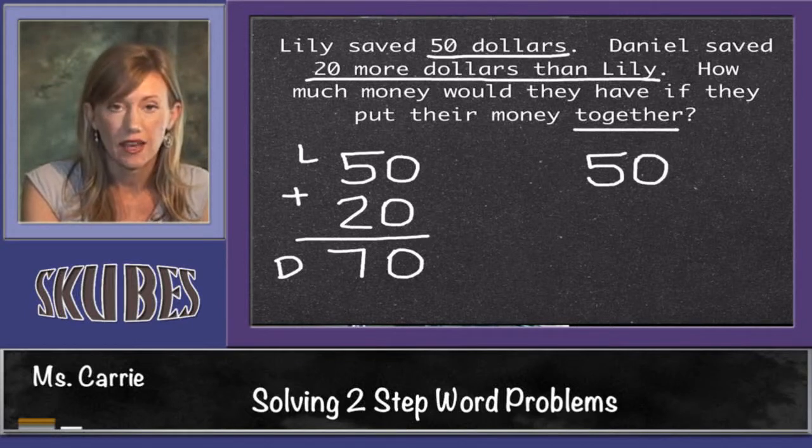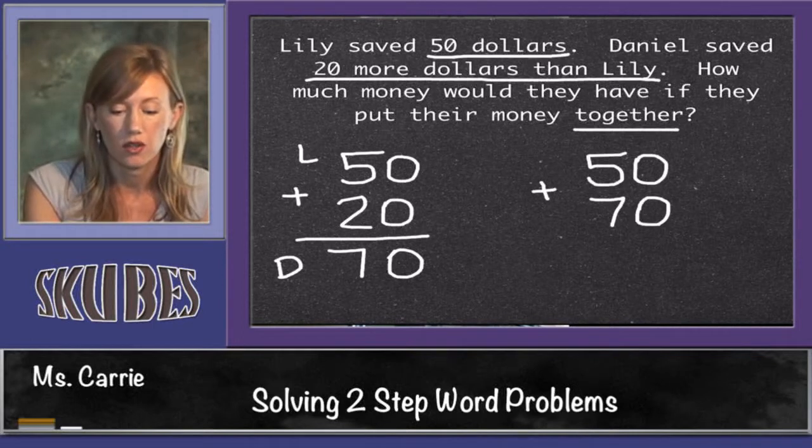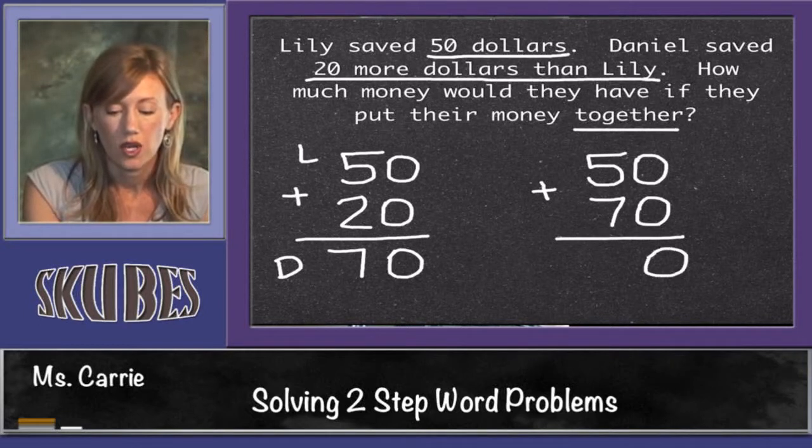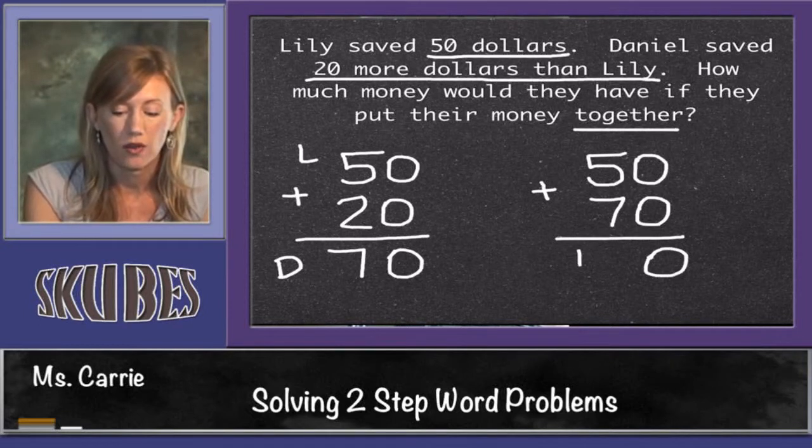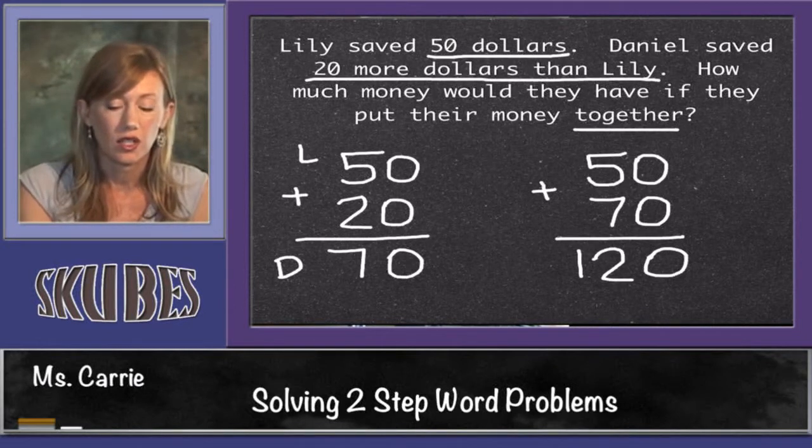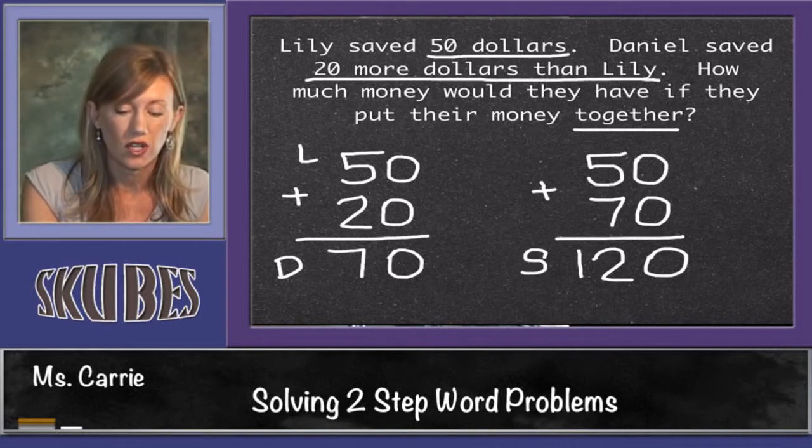Well, if Lily had $50 and Daniel had $70, we need to add this up to see how much money they have all together. 0 plus 0 is 0. 7 plus 5 is 12. So all together, Daniel and Lily have $120.